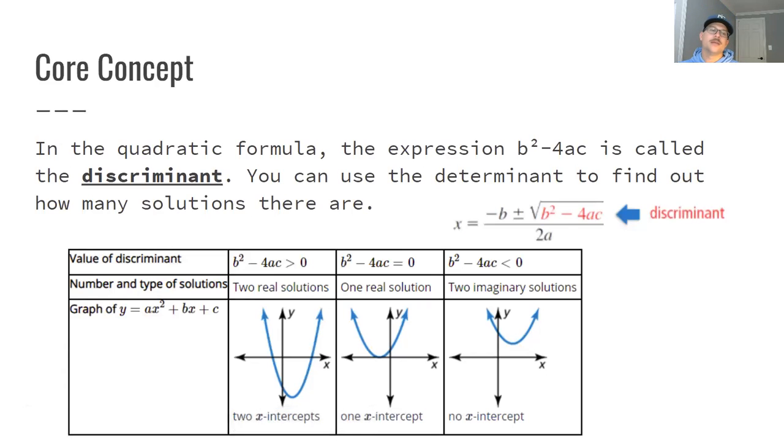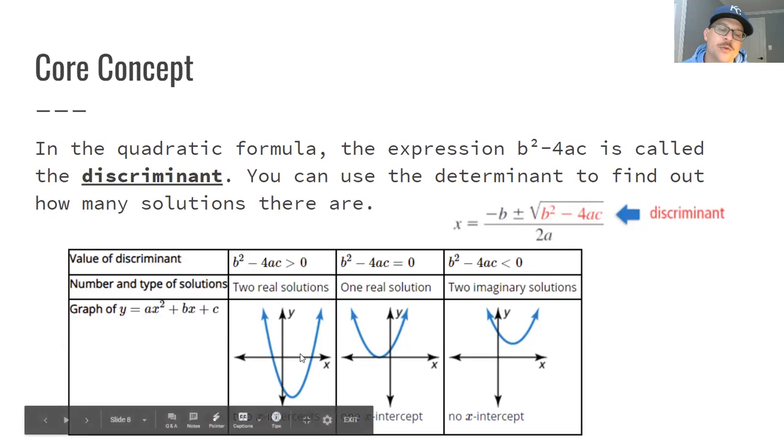So using the discriminant is everything that is underneath your square root in the quadratic formula. So just the b squared minus 4ac. If you just evaluate or simplify the b squared minus 4ac, you can figure out how many solutions there are. So if you take your b squared minus 4ac and you get a positive number that is greater than 0, you are going to have 2 x-intercepts and 2 real solutions. The graph will cross twice.